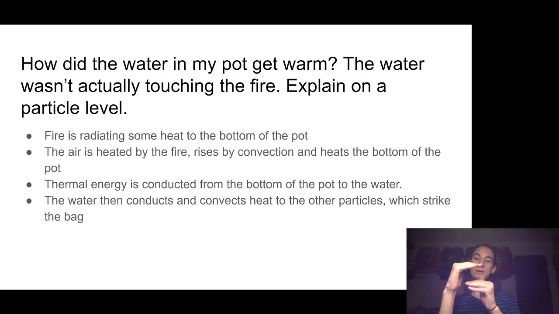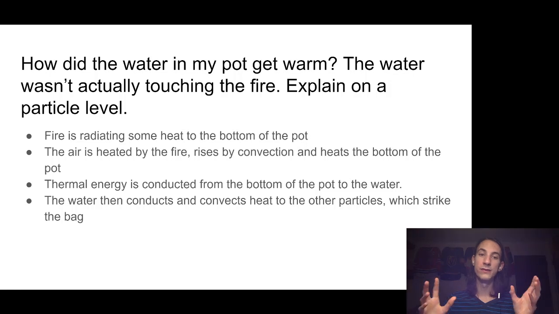So the bottom particles got some heat, or they were heated. They got some of this thermal energy, and then this thermal energy was transferred through the bottom of the pot and then conducted to the water in the bottom. And then the water is going to both conduct and convect heat until it gets up to the top of the water, where the tea bag was. The water particles are physically moving, and then we also have some conduction where the particles are running into each other until eventually the pot comes to the same temperature.